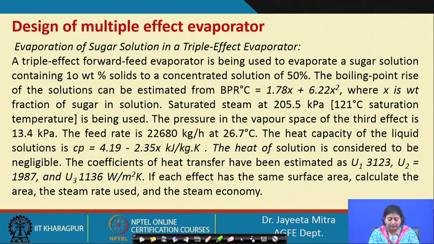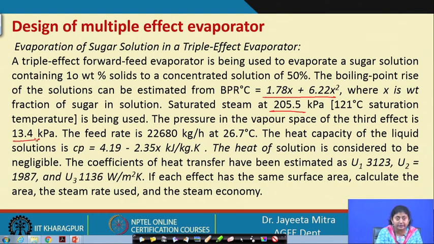So, just quickly I will discuss a problem. A triple effect forward feed evaporator is being used to evaporate sugar solution having 10 weight % solid to a concentrated solid of 50%. Boiling point rise is governed by this equation, where x is the weight fraction of the sugar in the solution. Saturated steam at 205.5 kilopascal is entering the first effect. Pressure in the vapor space of the third effect is given, that is 13.4 kilopascal. That means, corresponding to this we can calculate the temperature in the third effect.